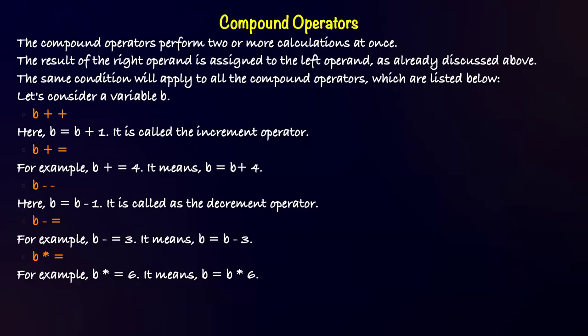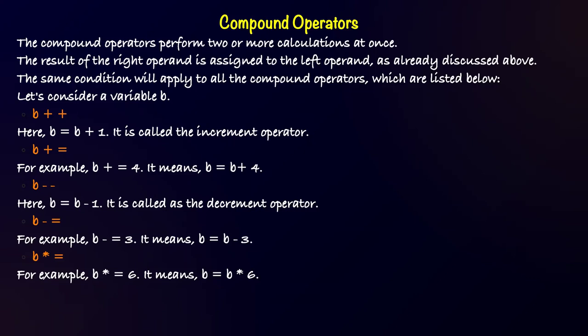Now, compound operators. What do you mean by compound operators? Very, very important. I should say the most crucial part in the programming section. The compound operators perform 2 or more calculations at once. We are performing 2 or more operations at once. The result of the right operand is assigned to the left operand, as already discussed in the previous slide. The same condition will apply to all the compound operators listed below.